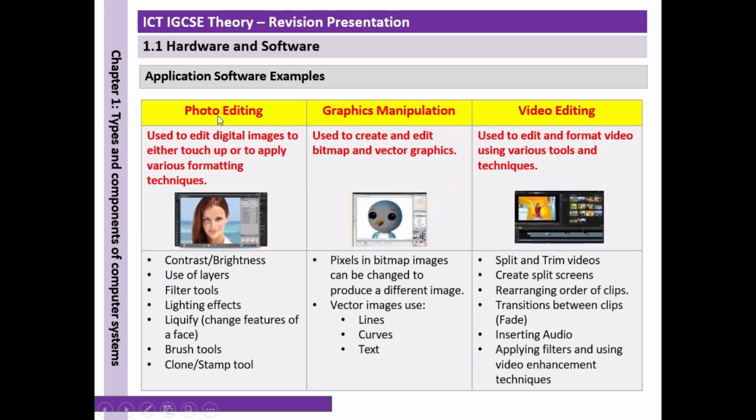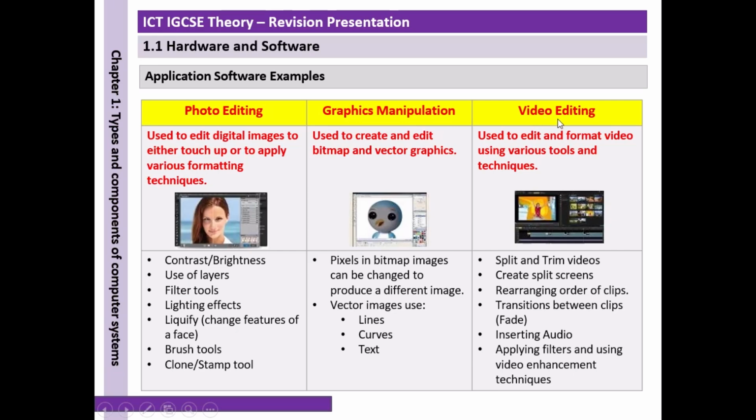And then others are like photo editing. Those people doing CorelDRAW, used to edit digital images, to either touch up or to apply various formatting techniques like contrast, brightness, use of layers, filter tools, lighting effects, liquify, change features of a face, brush tools, clone stamp tools. So when you're doing CorelDRAW, that's what you use. Graphics manipulation, used to create and edit bitmap and vector graphics. Pixels in bitmap images can be changed to produce a different image. Vector images use lines, curves, and text.